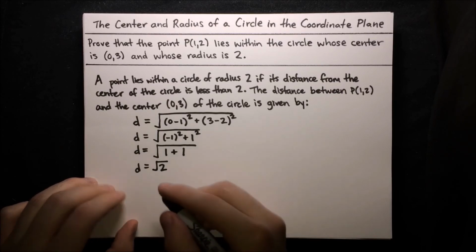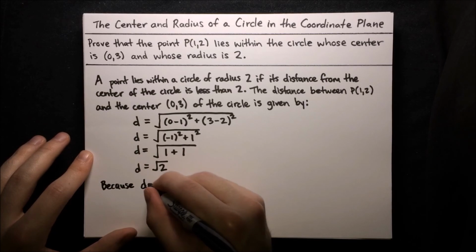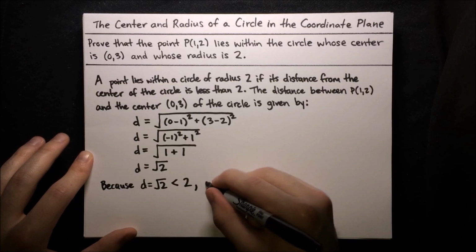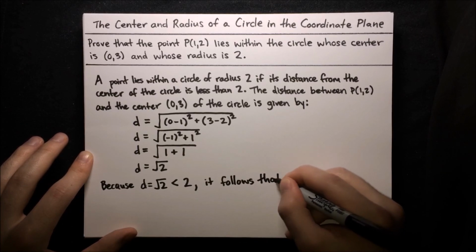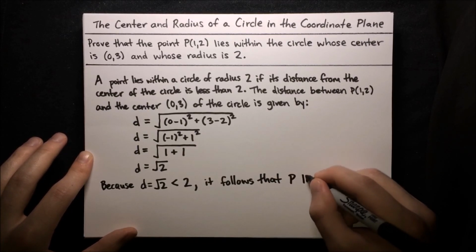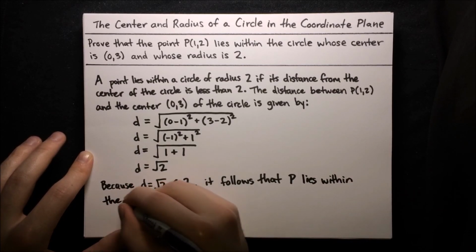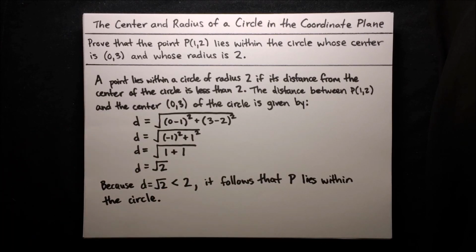So let's go ahead and do that. We'll write down that because d equals root 2, which is less than 2, it follows that P lies within the circle. So there we go, we're done. So now we know how to compute and write proofs involving the center and radius of a circle in the coordinate plane. In the future, we'll continue doing more coordinate geometry with circles.